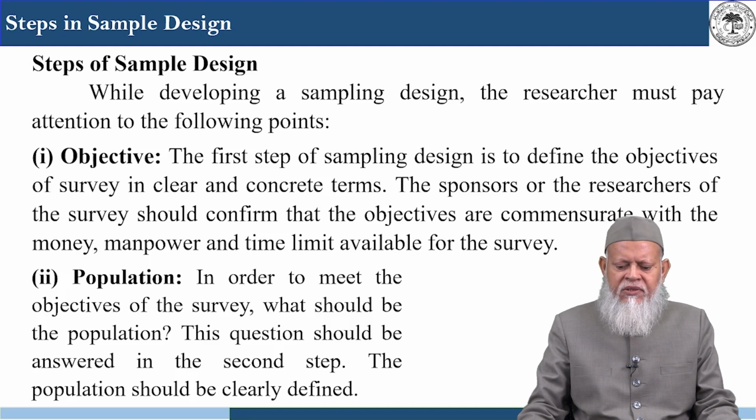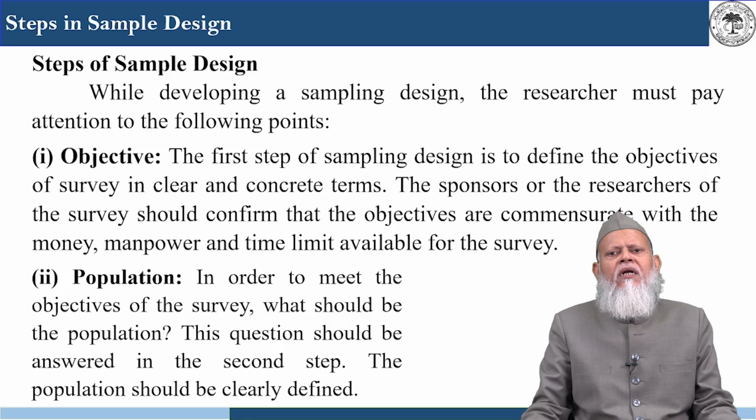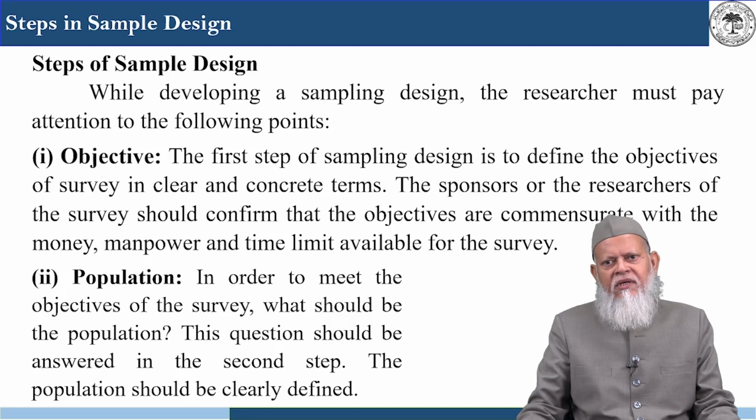Then the next is the population. In order to meet the objectives of the survey, what should be the population? This question should be answered in the second step. The population has to be clearly defined. As I said earlier, if we have to study the satisfaction level of students in a university, then all the students of the university constitute the population of our study.